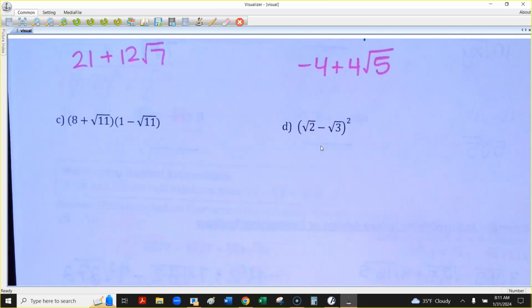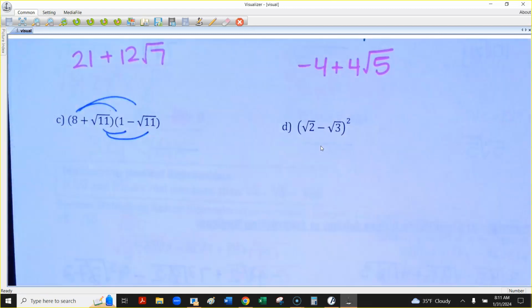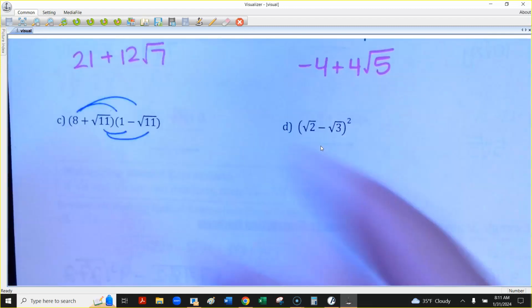What do you think? Yeah, FOIL, exactly. All right, you just don't have any variables here. You're just gonna FOIL. You can always multiply. If you're a person that likes to draw a box, just draw yourself a little 2 by 2 box, and the terms would be 8 and radical 11, and then 1 minus radical 11. Now, you can multiply all of these.